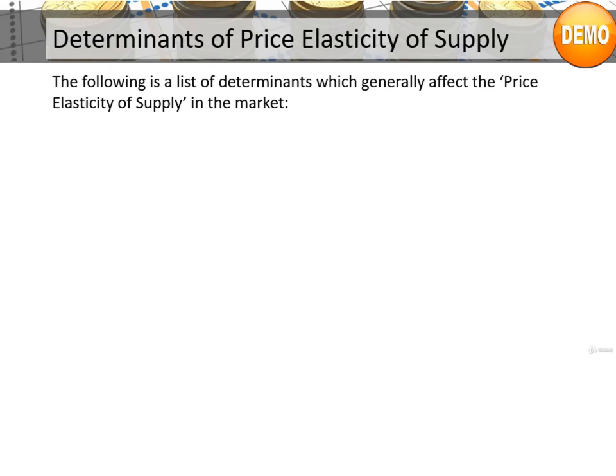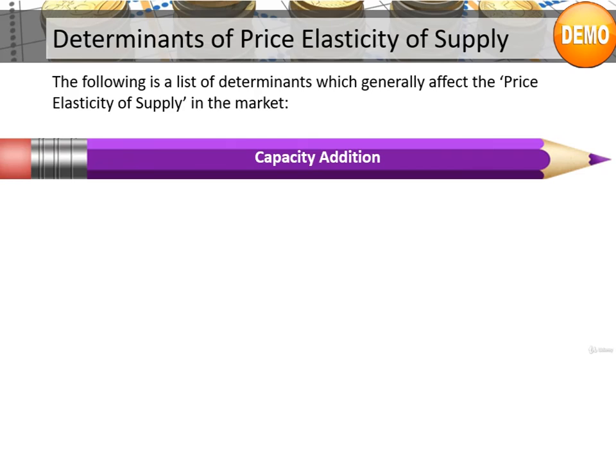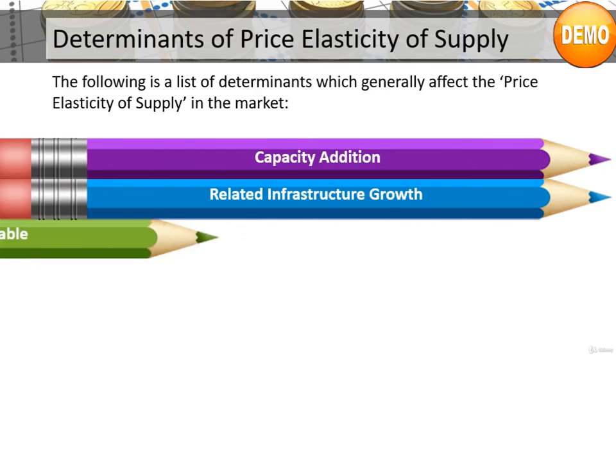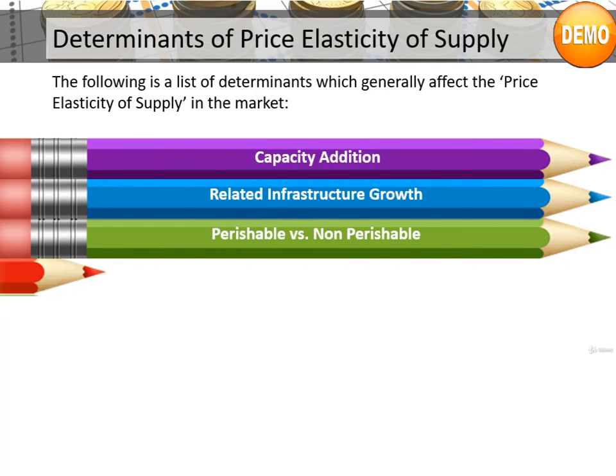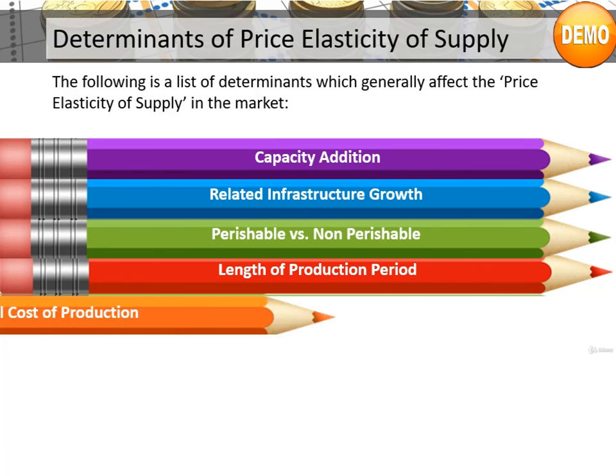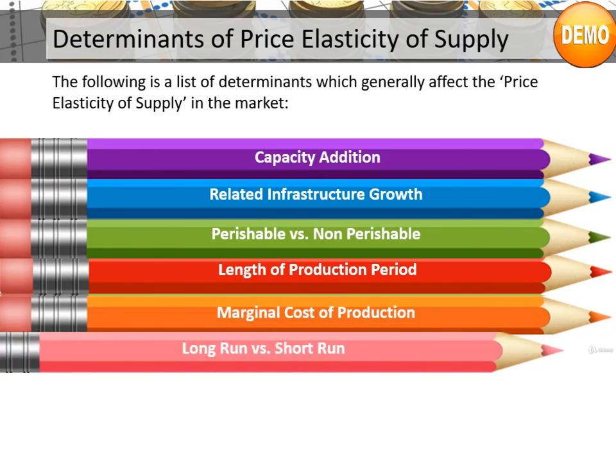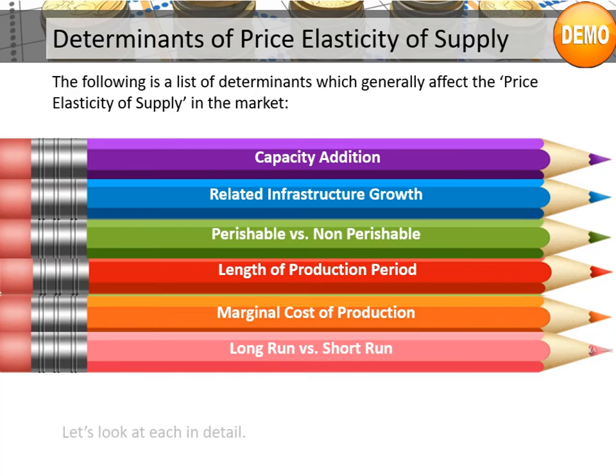Determinants of price elasticity of supply. The following is a list of determinants which generally affect the price elasticity of supply in the market. Capacity addition, related infrastructure growth, perishable versus non-perishable, length of production period, marginal cost of production, long run versus short run. Let's look at each in detail.